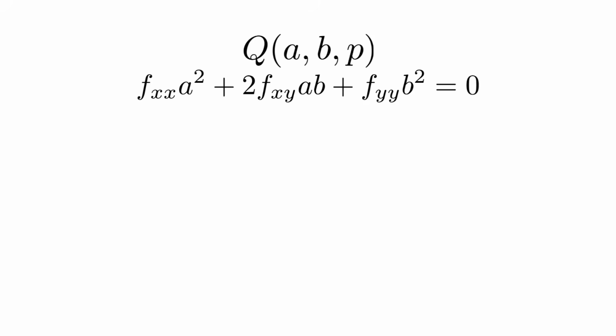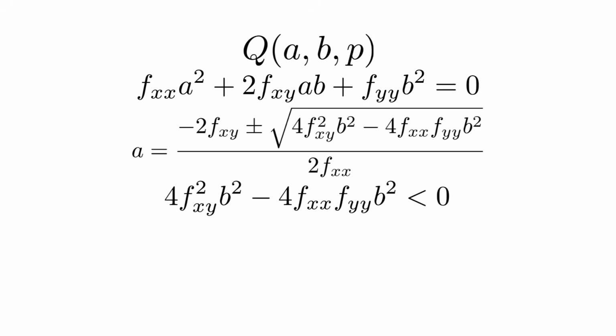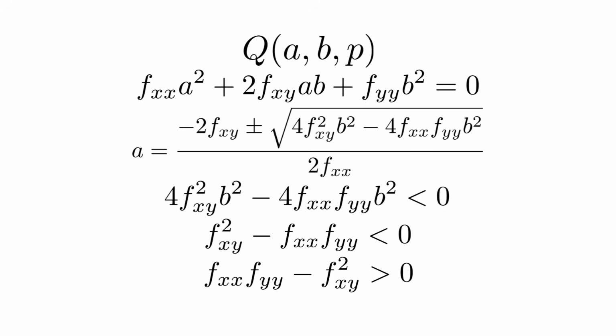We can treat this as a quadratic equation in a, so it all boils down to its discriminant. If we get the discriminant for a, it's 4fxy squared times b squared minus 4fxx fyy b squared. If this is less than 0, we have an extreme, so let's simplify it. We can divide both sides by 4b squared and then flip the sign. That gives us that if fxx fyy minus fxy squared is greater than 0, it is an extreme. Or in other words, all the curvatures are the same sign.